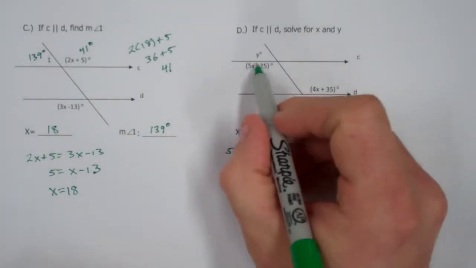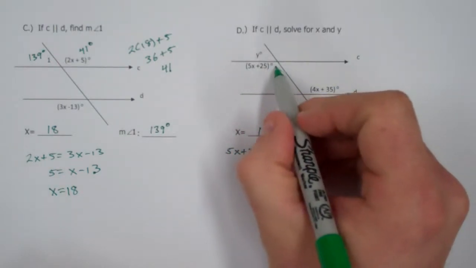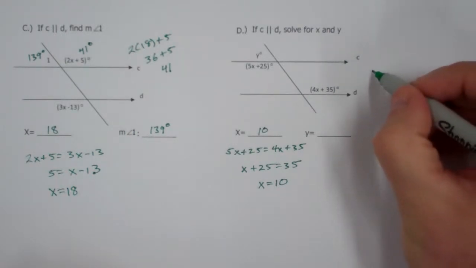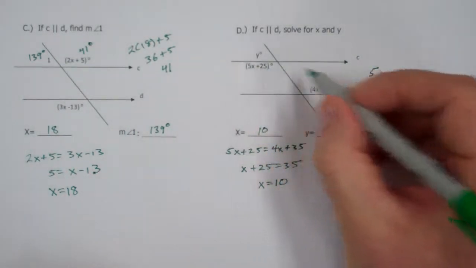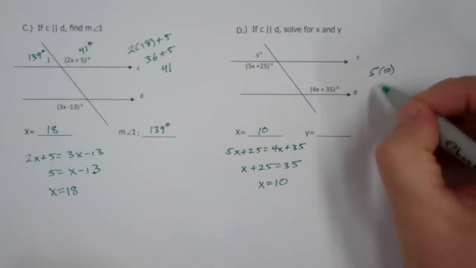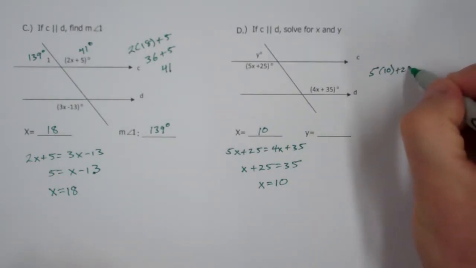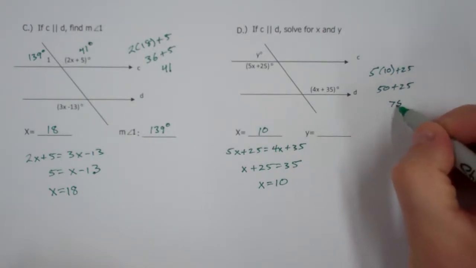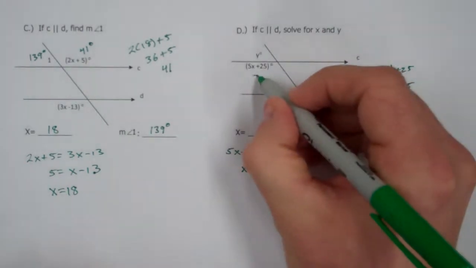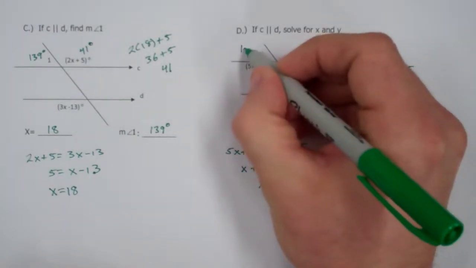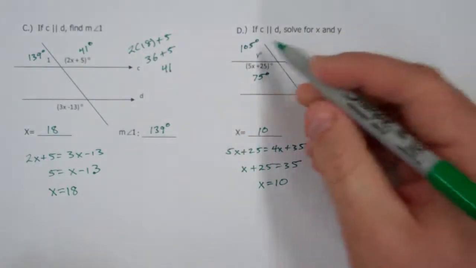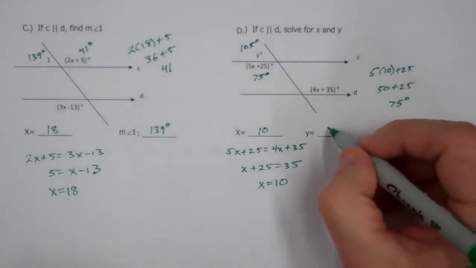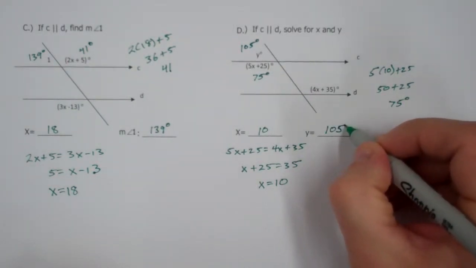Let's try to figure out the measure of this angle, and then these two angles are a linear pair, they're supplementary, so we'll be able to figure out y. So to figure out the measure of this angle, we'll take 5 times x, which we think is 10, plus 25, so that's 50 plus 25, or 75 degrees. 105 is supplementary to 75. If we add these two together, we get 180. So y will be 105.